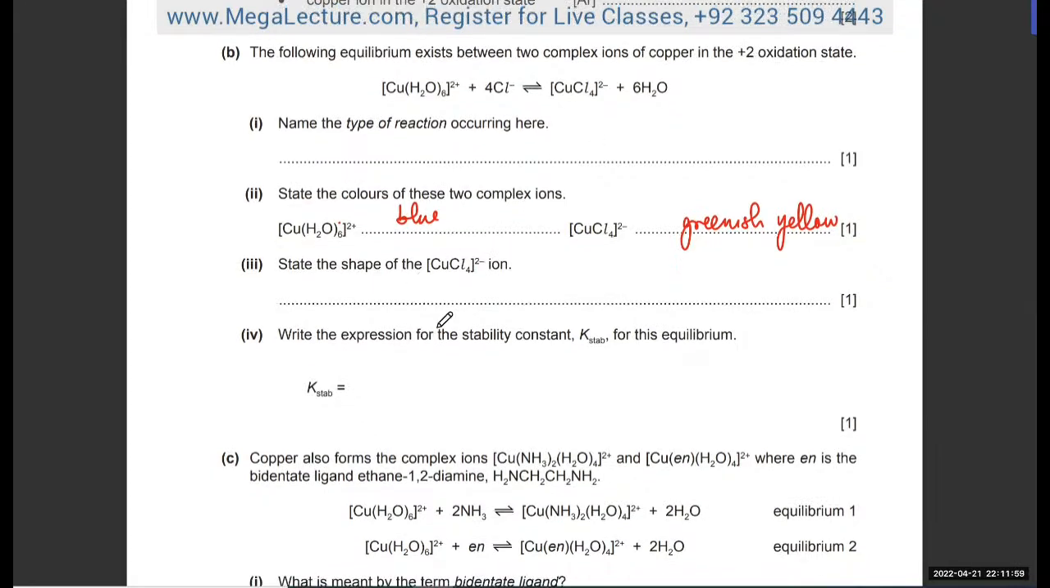Now state the shape. What is the shape of this complex ion? Tetrahedral. This one is tetrahedral, 4 bonds, 4 ligands. So this one is tetrahedral.